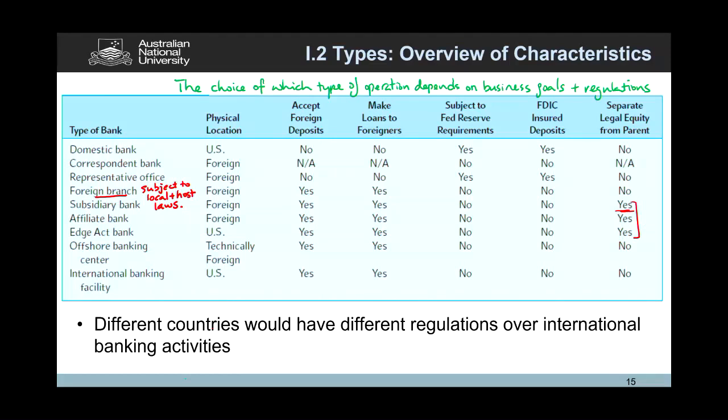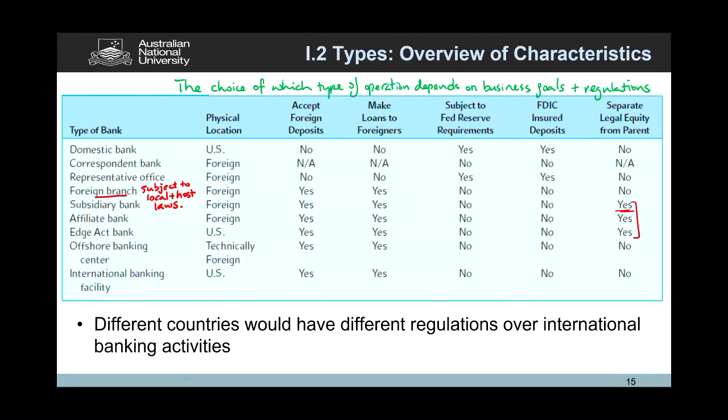It doesn't, so that differs in terms of ownership structure from the parent bank. And then we have an EDGE Act bank here that I did not choose to talk about because they're mainly a US phenomenon. Basically, they are US banks that can establish offices within the US to take offshore businesses. So those are not something that we are concerned about in this course.